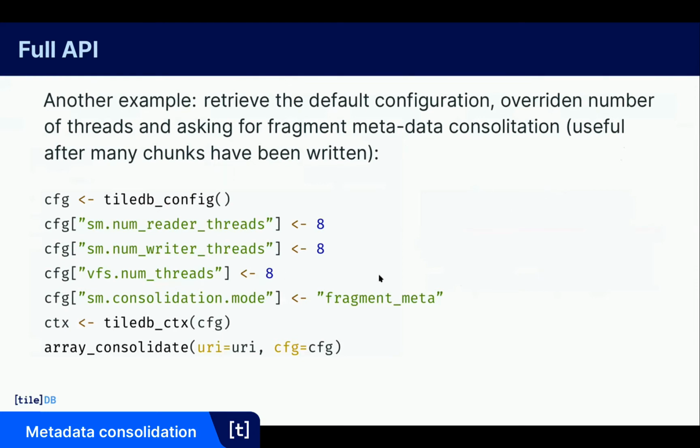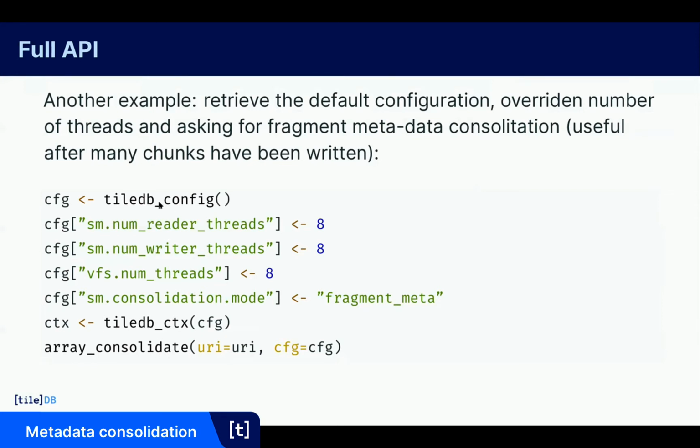We currently don't have a high-level wrapper for metadata consolidation. Basically, every write that you do writes to the array. You can append to an array, write multiple times, and when you read back from multiple writes, it has to put the metadata together by hand, and you can help it by consolidating first after a sequence of writes. And you would do that by calling array consolidate.